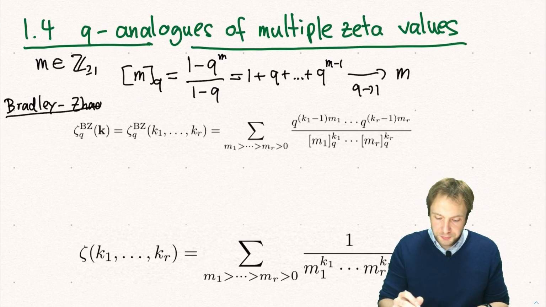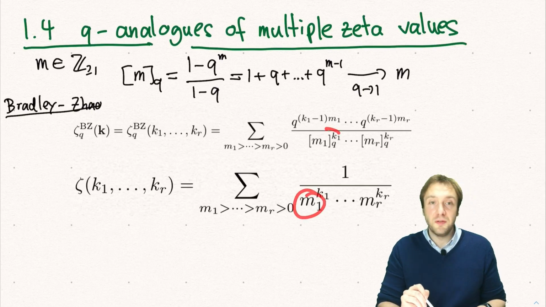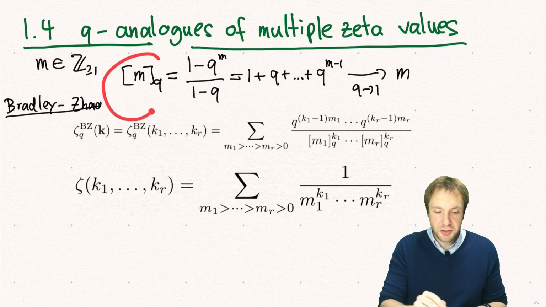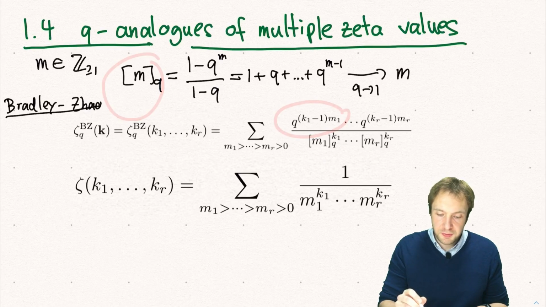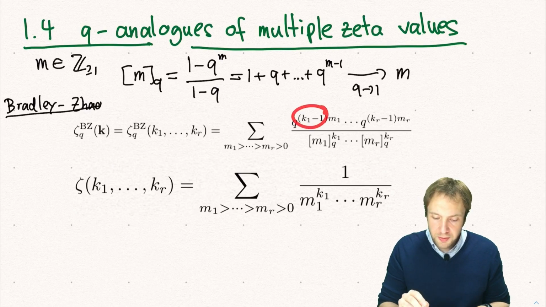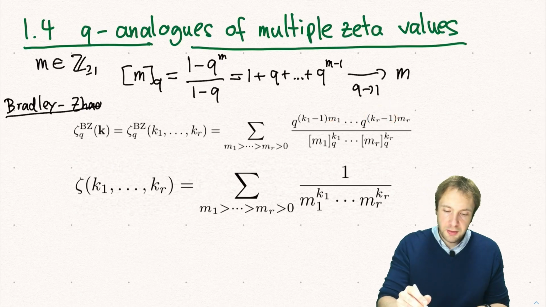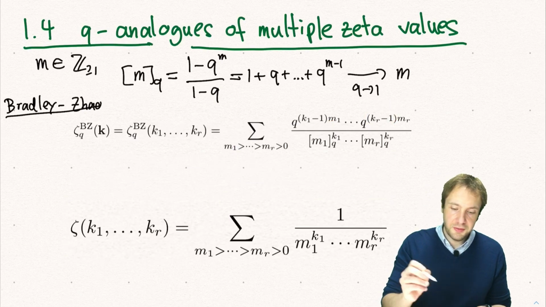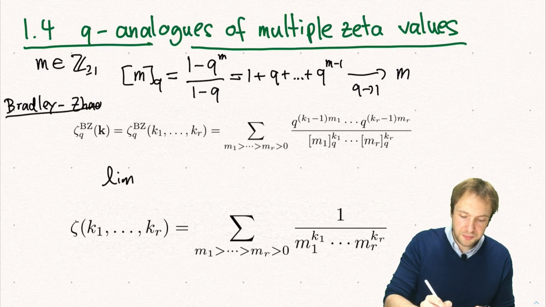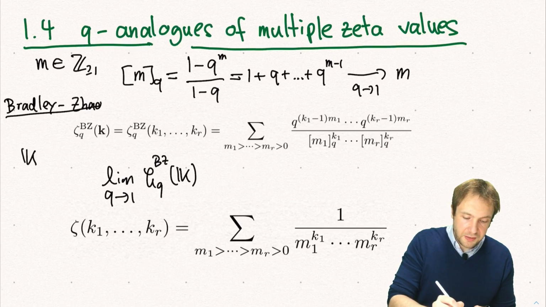And what they do is they replace the integers here in the definition of multiple zetas by this q-integer. And in the numerator they put a polynomial in q to the power m, where they put here as the exponent k1 minus 1 up to kr minus 1. And with this, one can check that if one now takes the limit q goes to 1 of this BZ_q of k, then of course in this case k needs to be admissible.